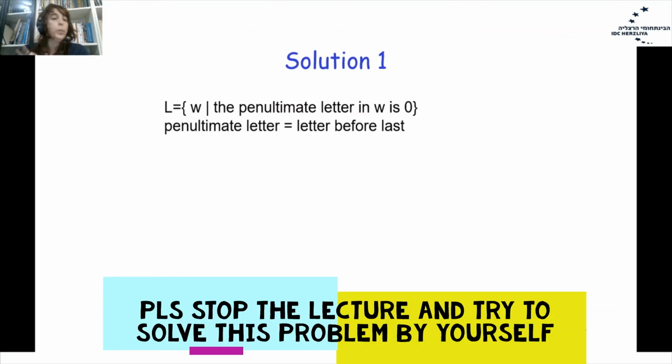So I want to build an NFA, a non-deterministic finite automaton, for the language L that accepts all the words where the penultimate letter of W is 0. So I would like you to stop the lecture recording and try to solve this problem by yourselves. I will continue with the solution.